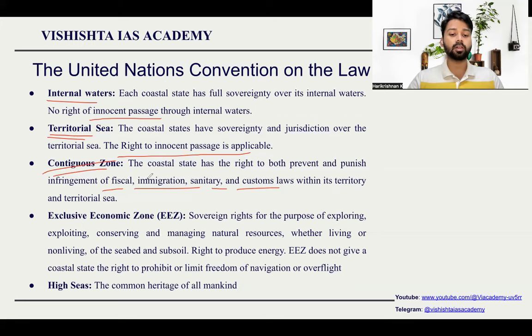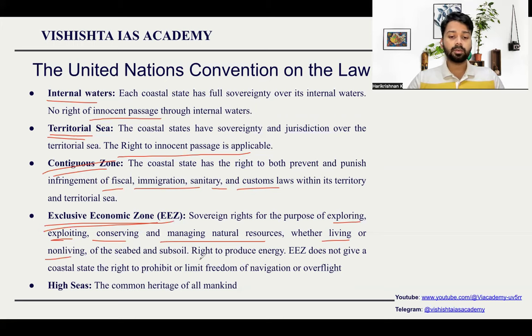Now comes the exclusive economic zone. The exclusive economic zone extends up to 200 nautical miles. One nautical mile is equal to 1.85 kilometers, so try to remember that also. Here in the exclusive economic zone, the country has sovereign rights for the purpose of exploring, exploiting, conserving and managing the natural resources, living or non-living. It includes mineral exploration also. All of that which is on top of the ocean, in the water, or below the ocean, that is, in the ocean bed, can be managed by the country.